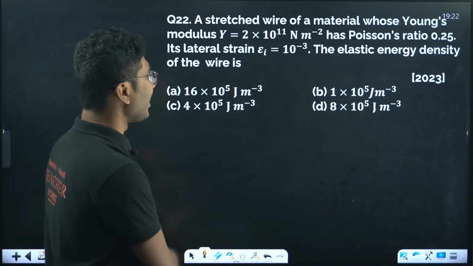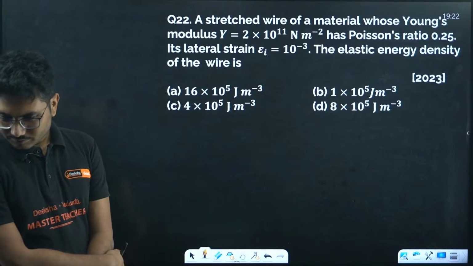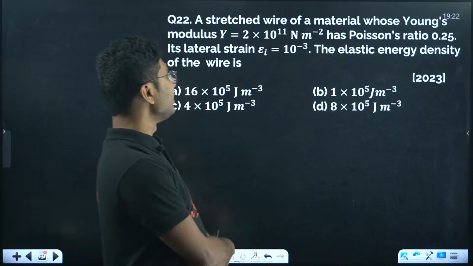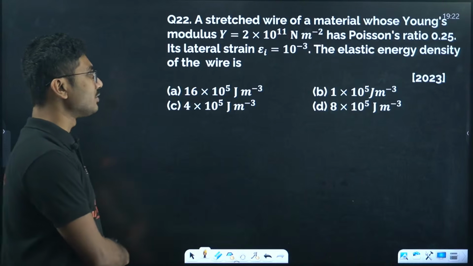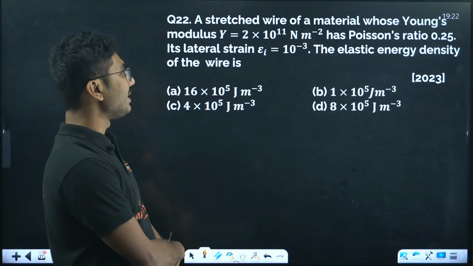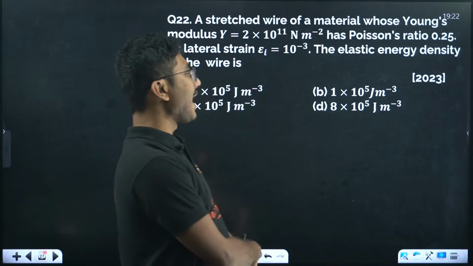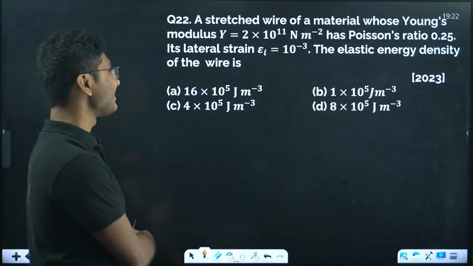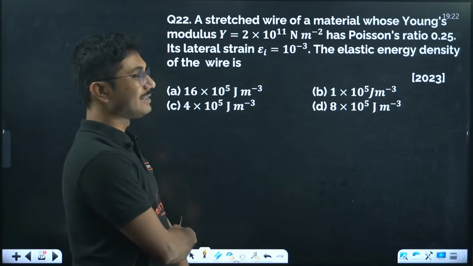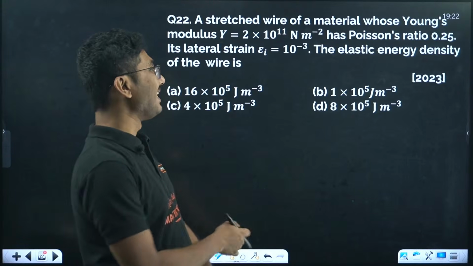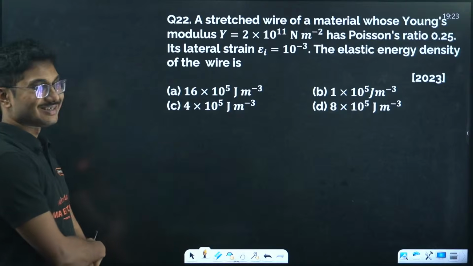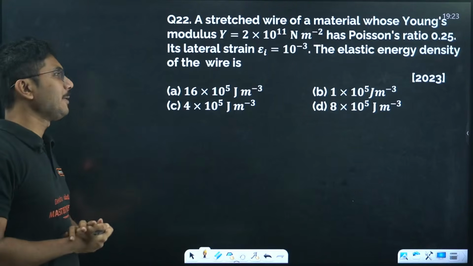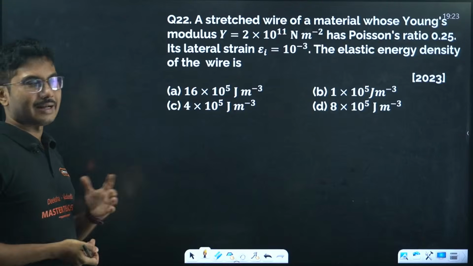A stretched wire of material whose Young's modulus Y equals 2 × 10^11 N/m² has Poisson ratio 0.25. Its lateral strain ε is 10^-3. The elastic energy density of the wire is. So this is again an easy question if you know what you are doing. If you don't know, it will be a little complicated.